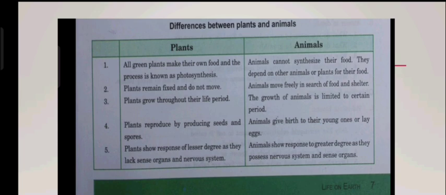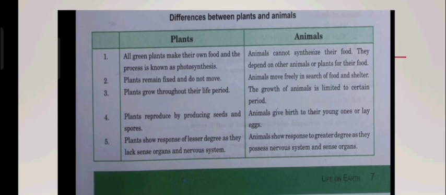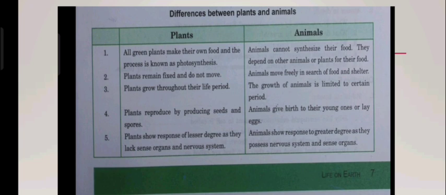Now we can see the differences between plants and animals. Plants: all green plants make their own food, and the process is known as photosynthesis. Plants manufacture their own food, that's why they are called autotrophs. Coming to animals, animals cannot synthesize their food. They depend on other animals or plants, directly or indirectly, for their food.